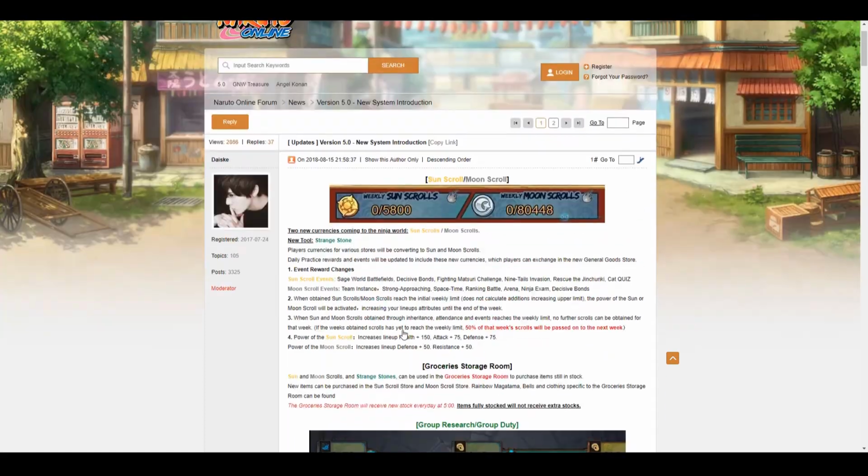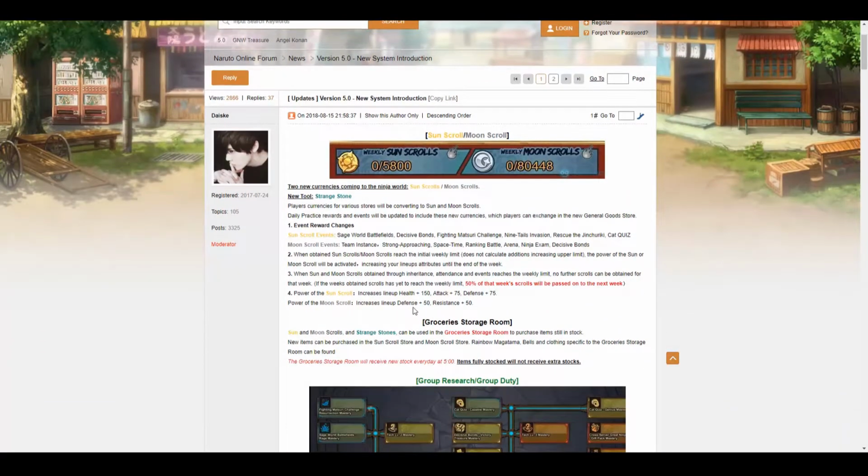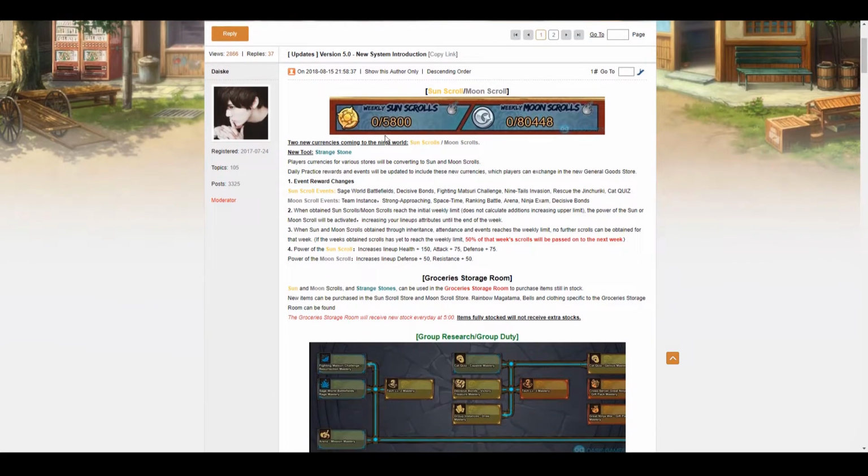And now on to the last announcement. It is the version 5.0 new system introduction. Okay, interesting. Weekly Sun Scrolls has a cap of 5, or it is the maximum number you can gain from all of the stuff. But I don't think that's true. There's an actual limit to how many you can gain, so that's a little bit upsetting.